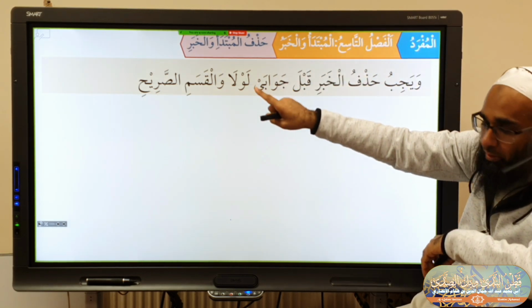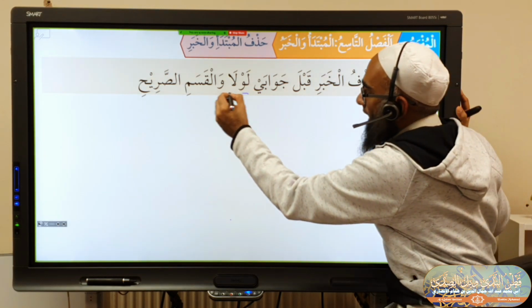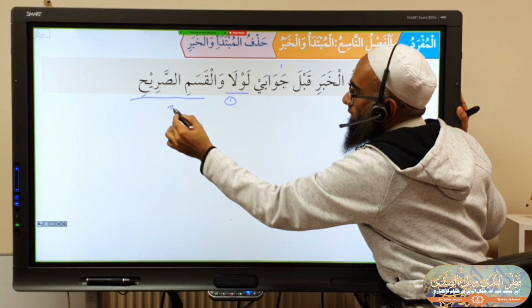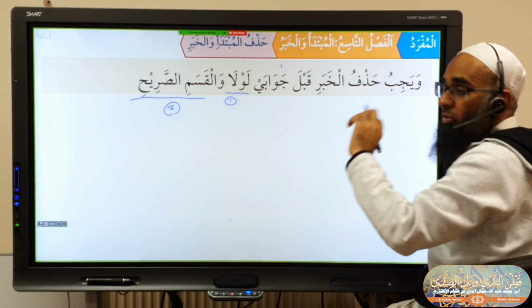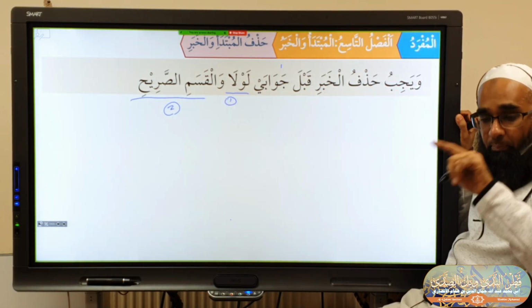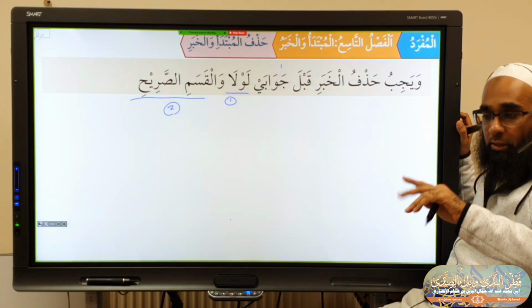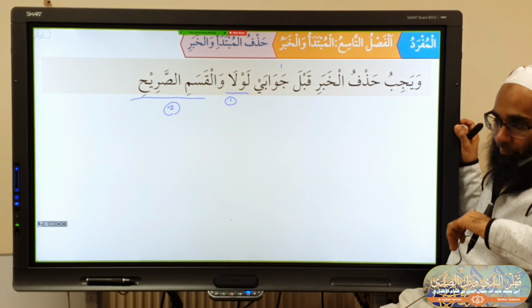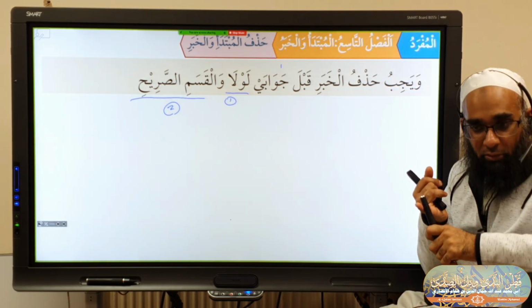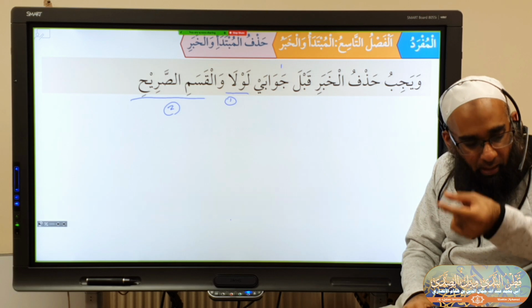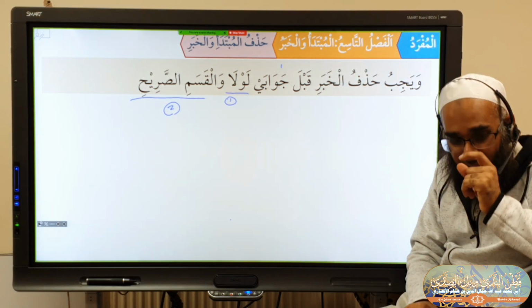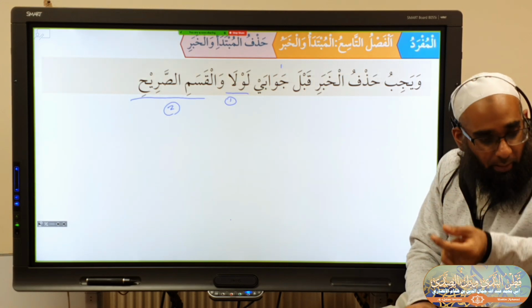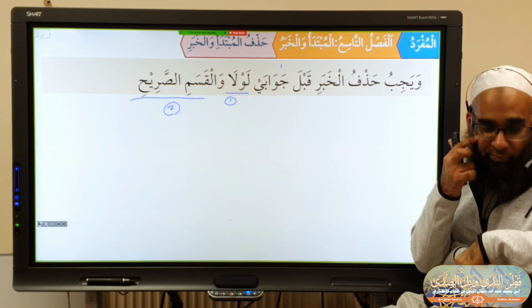The two jawabs, i.e. the jawab of lawla, that's one jawab, and the jawab of what? Qasm sarih. So before the jawab of lawla and before the jawab of qasam, the jumla ismiya before it, the khabar of that is going to be mahdhuf. So the lawla sentence will have a mubtada and the khabar is mahdhuf. The qasam in the jumla ismiya, where the mubtada is a word only used for qasam, then that jawab is also going to be mahdhuf.